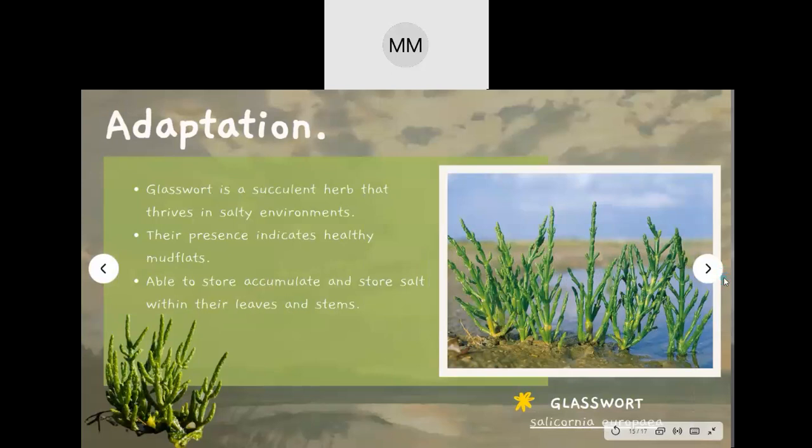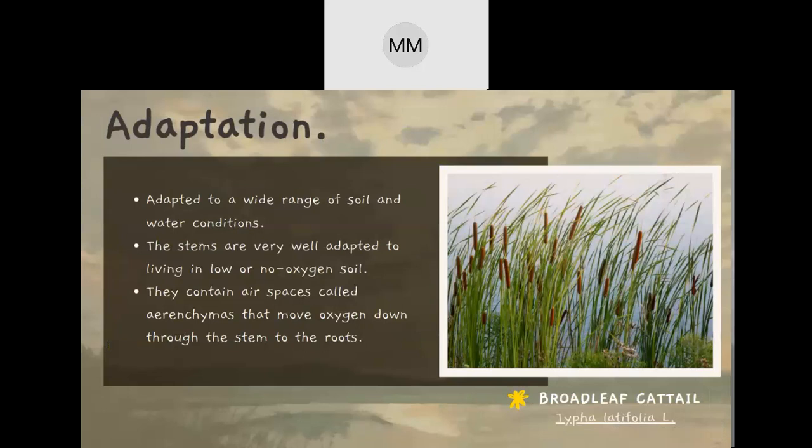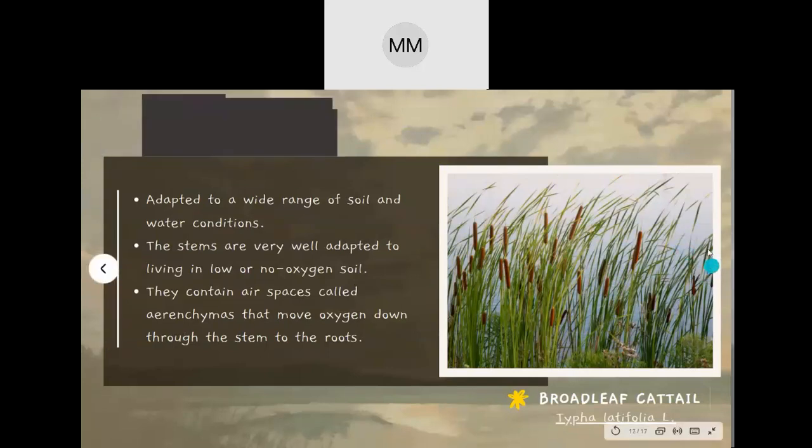Okay, for the glasswort, glasswort is a succulent herb that thrives in salty environments. This species is very important in mudflats, because it is an indicator of healthy mudflats. It is able to store or accumulate salt within the leaves and the stems. That's why their stems are succulent. And lastly, the cattail is able to adapt to a wide range of soil and water conditions. Their stems are well adapted to low oxygen soils, because they have parenchyma, which are air spaces inside the stem that help in oxygen diffusion. That's all.